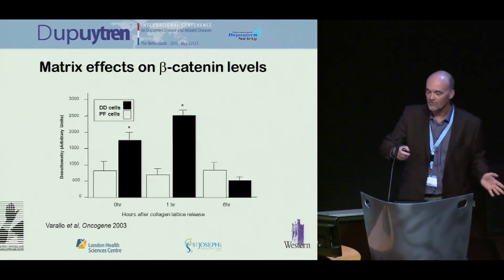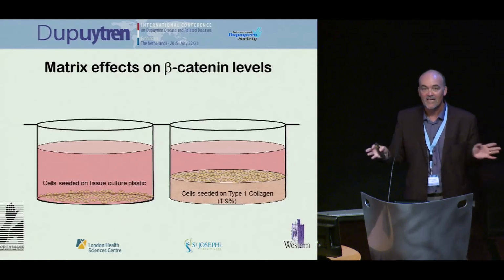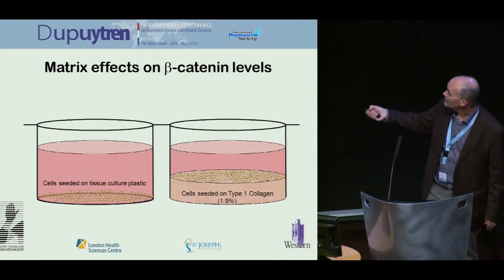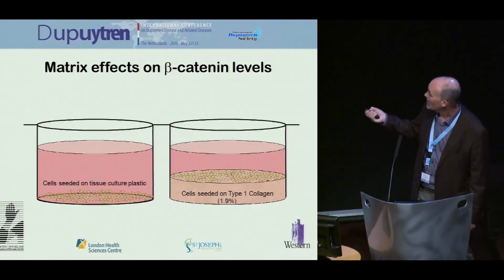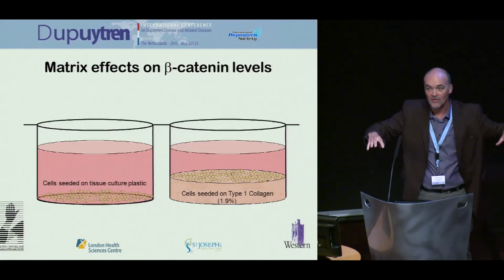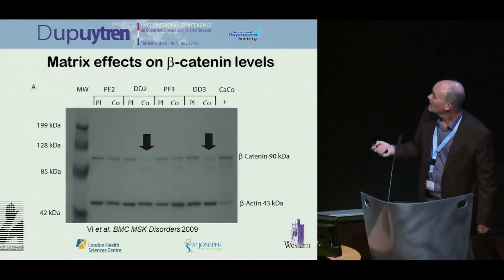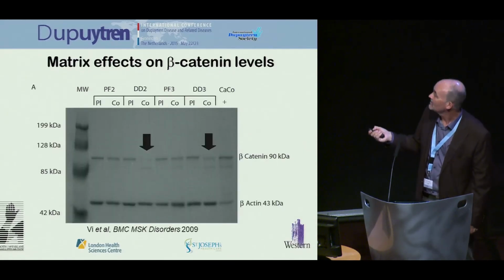So let's try the opposite experiment. Let's put them on collagen without any stress. So we compared them to cells just on tissue culture plastic, but we just put them on nice, soft, 1.9% type 1 collagen, just lay the cells neatly on top, let them grow. And we assessed beta-catenin levels in those cells. Lo and behold, 72 hours after they've been cultured, beta-catenin levels are almost gone.